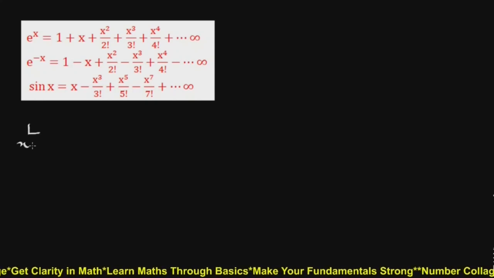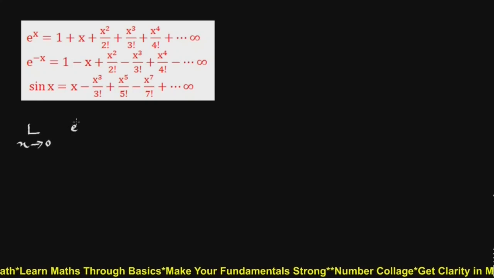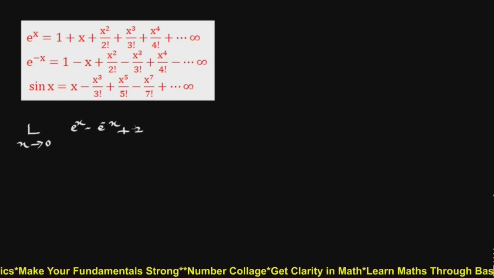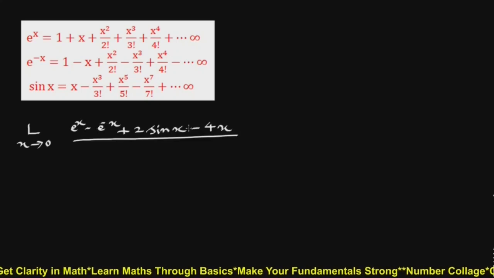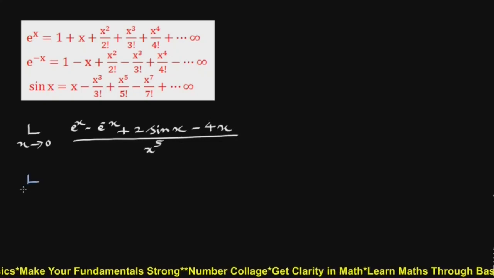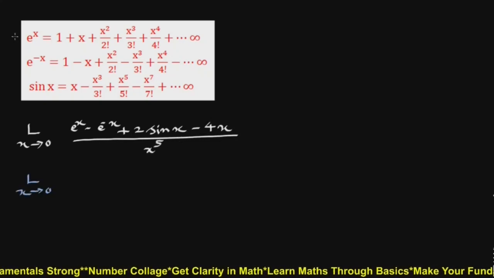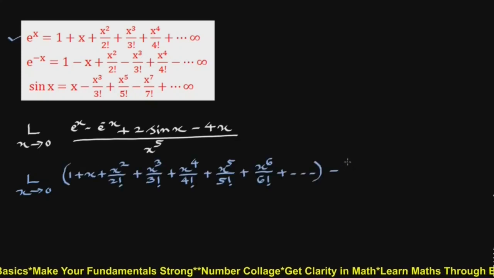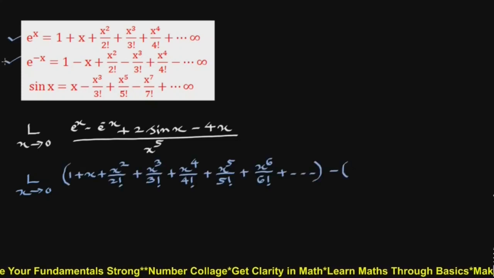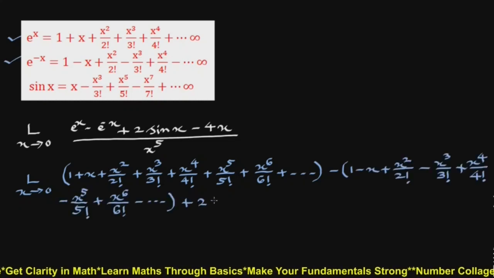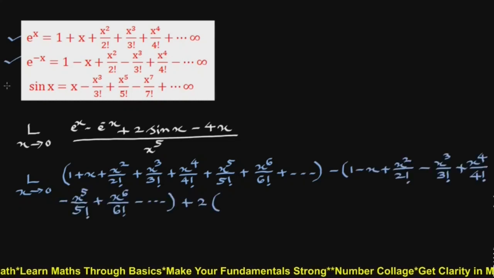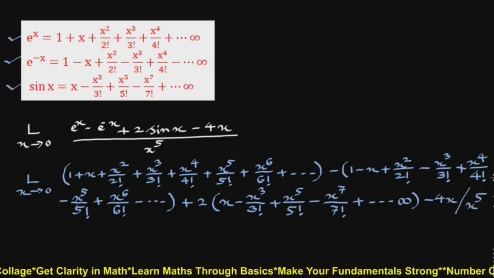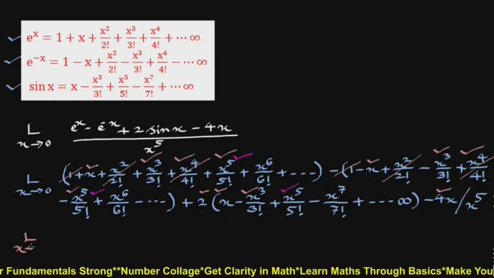Evaluate limit as x tends to 0, e raised to x minus e raised to minus x plus 2 sin x minus 4x upon x raised to 5. Limit as x tends to 0. We write expansion of e raised to x from here, minus expansion of e raised to minus x from here, plus 2 times expansion of sin x from here, minus 4x upon x raised to 5. Limit as x tends to 0.